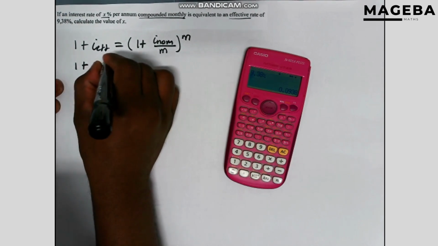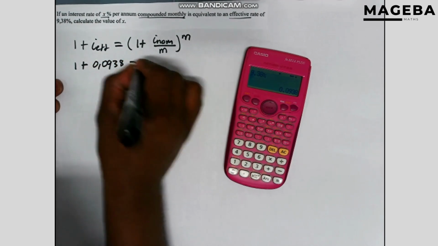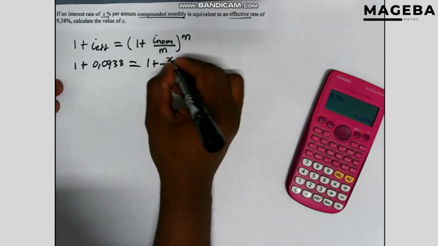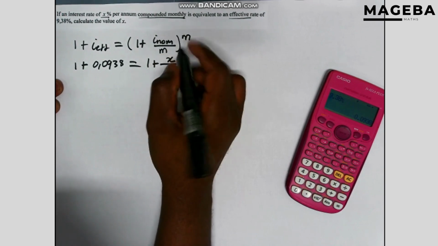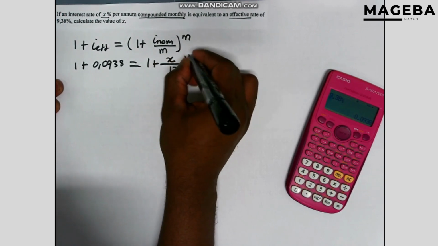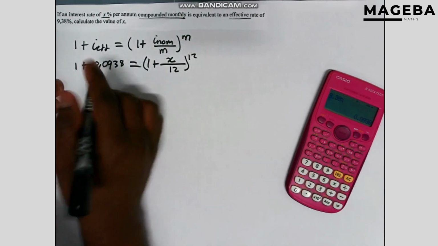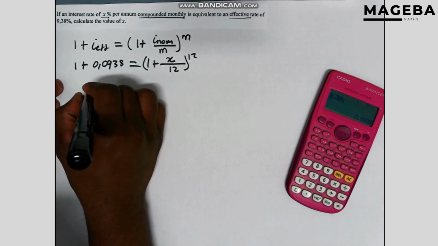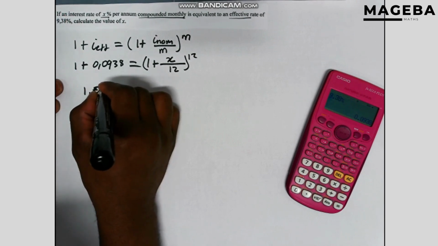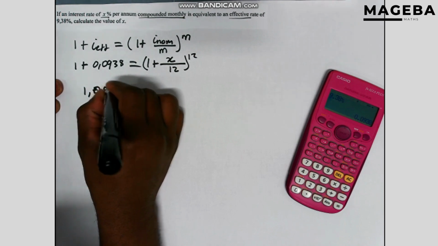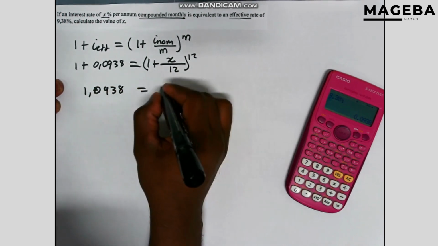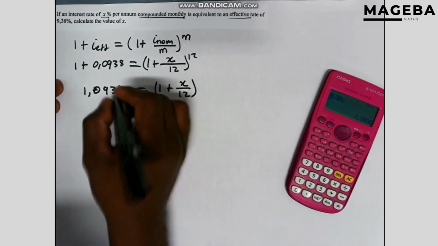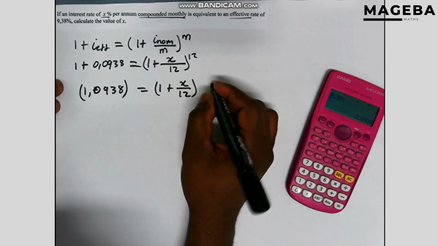1.0938 equals 1 plus, we're looking for i nominal, which is x, all over m, compounded monthly, then this is 12, and then this is 12. And from here we add this, it's just going to give us 1.0938 equals 1 plus x into 1/12. And then again here, it's up to you which method you are used to, to get rid of this 12 here.